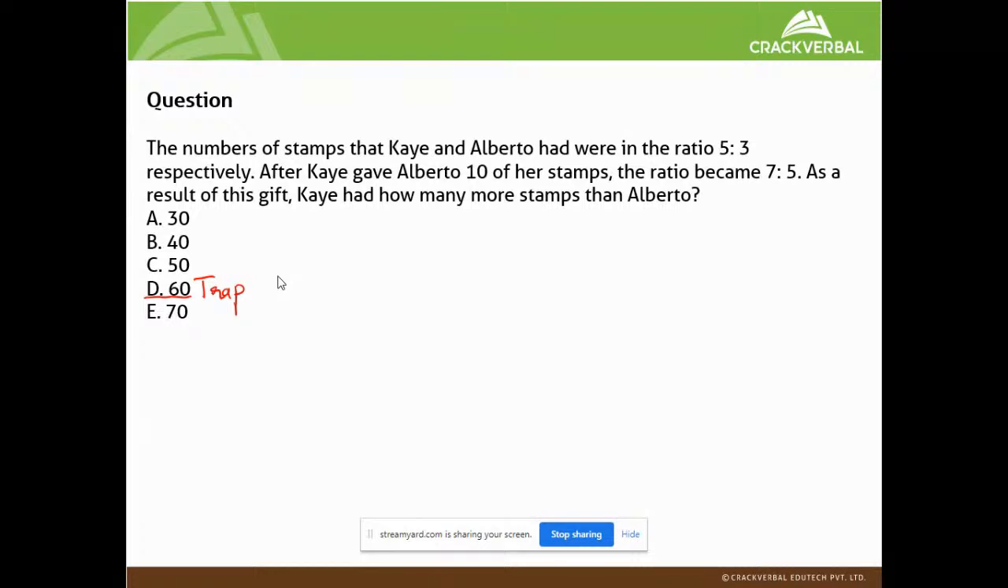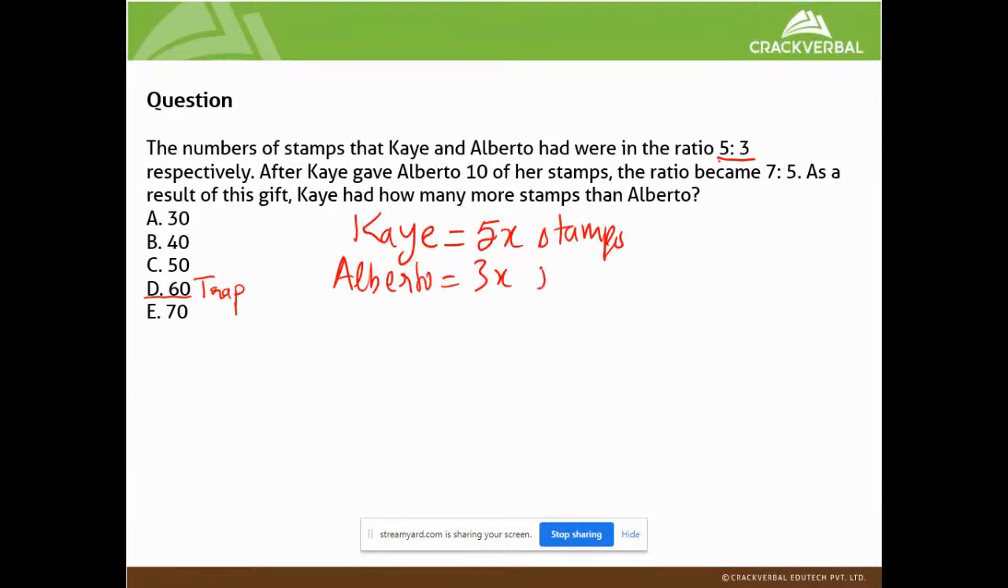Now, in this question, it's important that you know how to interpret a ratio like 5:3, right? One approach you could have is you could say if K has 5x stamps, then Alberto would have 3x stamps. Now, why did I assume 5x and 3x?